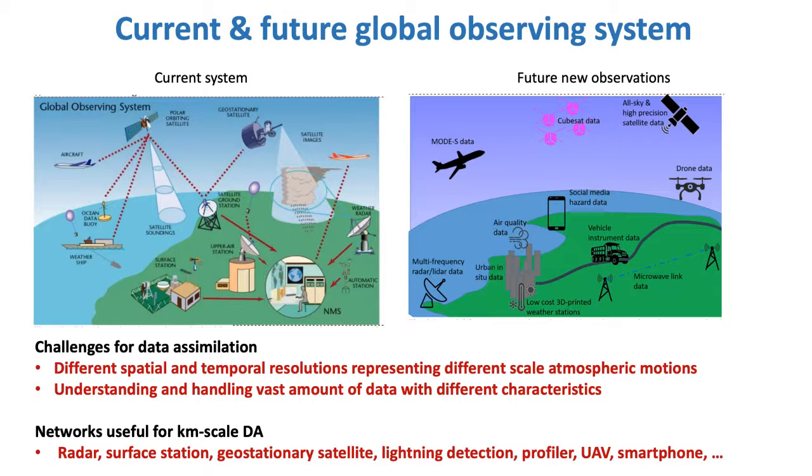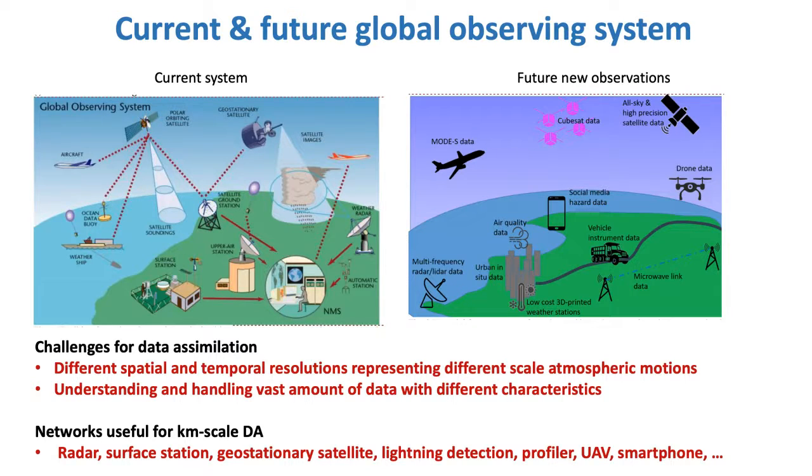But current data assimilation systems usually either focus on the large scale observations or convective scale observations. So we still have a lot of work to do to be able to assimilate all these multi-scale observations and to do it optimally for all.